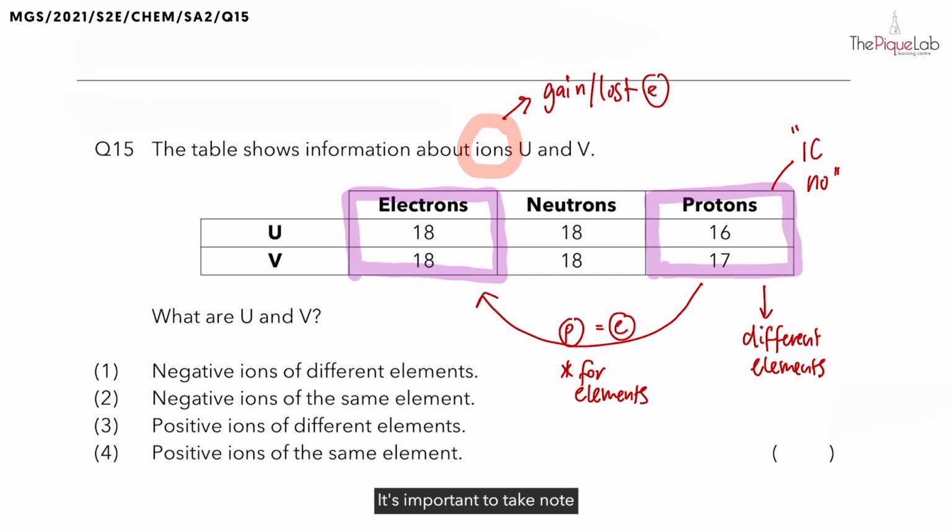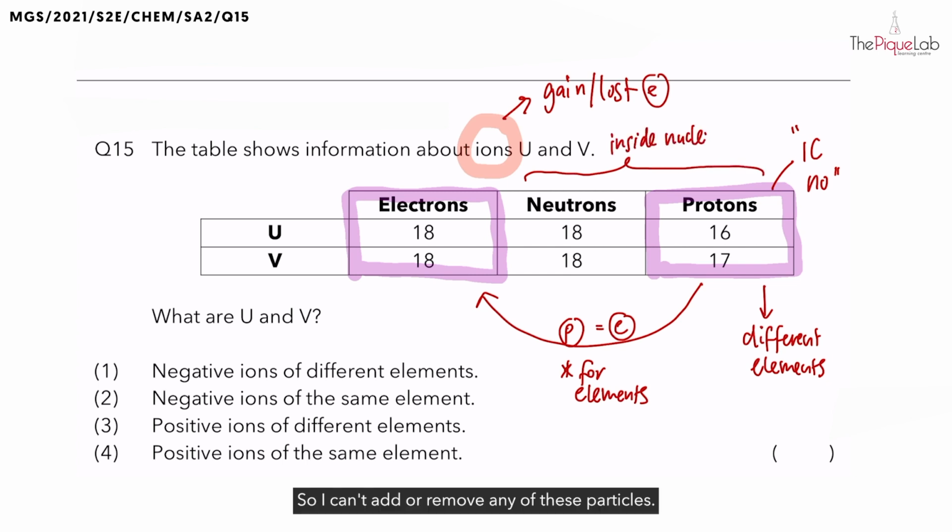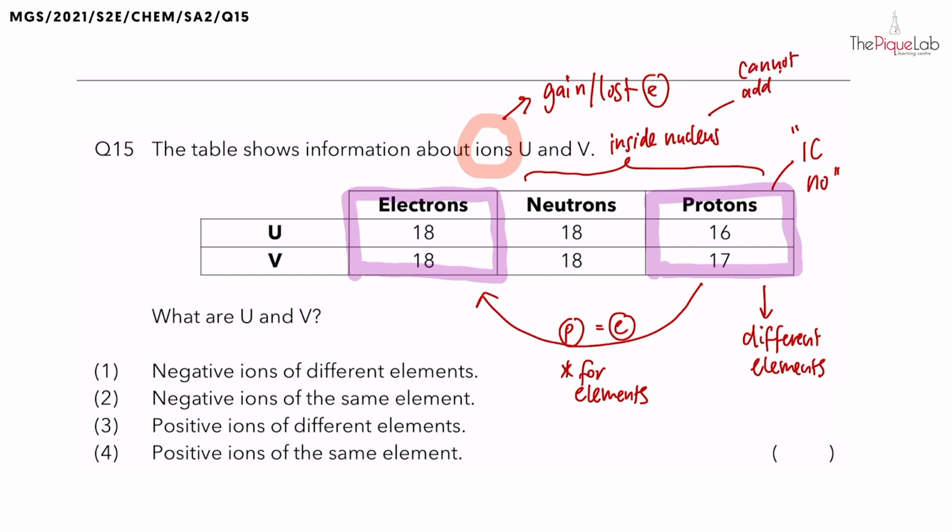It's important to take note that you can only add or remove electrons in an element. And which shells do you think you can add or remove electrons from? Do you think you can do it from the inner shells or the outermost shell? You can only add or remove electrons in the outermost shell. What about the protons and neutrons? Can I add or remove them from an element? No, I can't. Where are the protons and neutrons found? They are found inside the nucleus. So, I can't add or remove any of these particles.